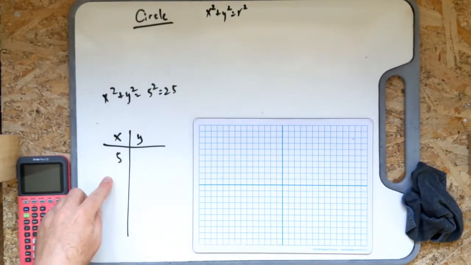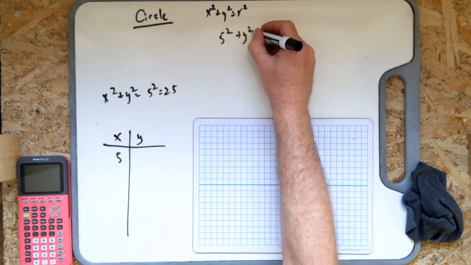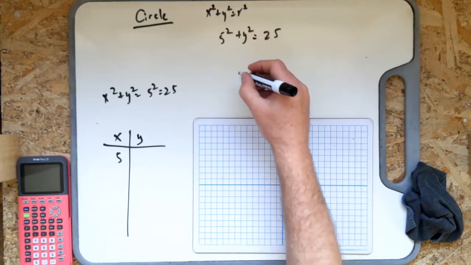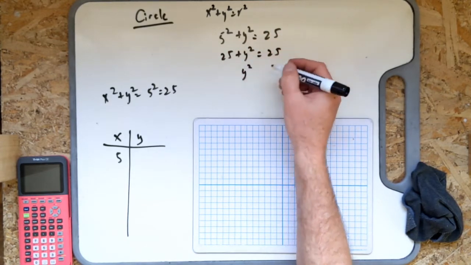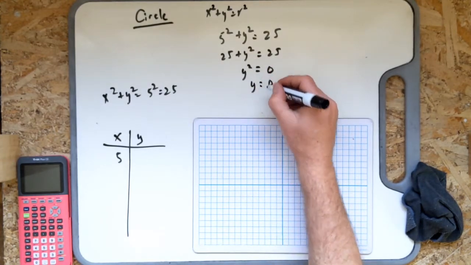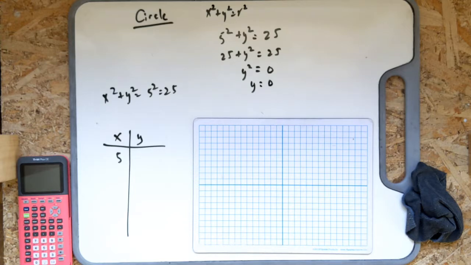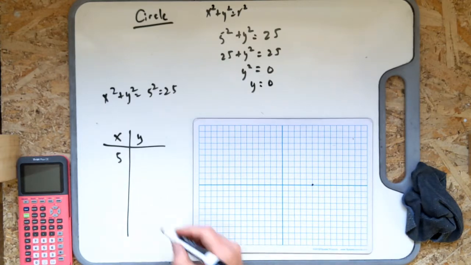Okay, so if I put in 5 into this equation, x is 5, I get 5 squared plus y squared equals 25. Or 25 plus y squared equals 25. Or subtracting 25 from both sides, y squared is 0. Or y is plus or minus 0, if you take the square root, or just 0. So you get 5, 0. There's my first point.